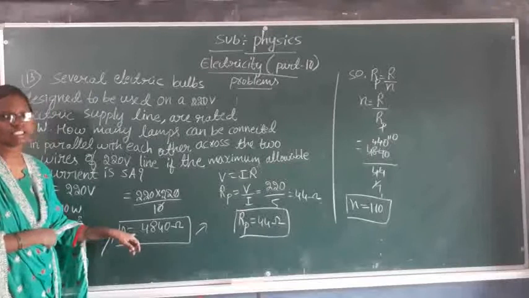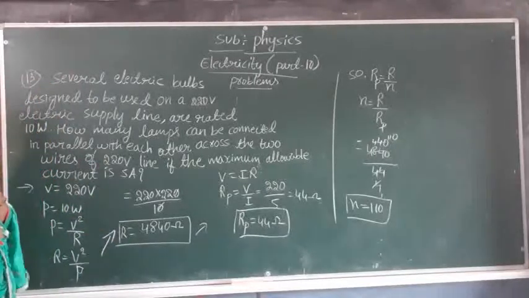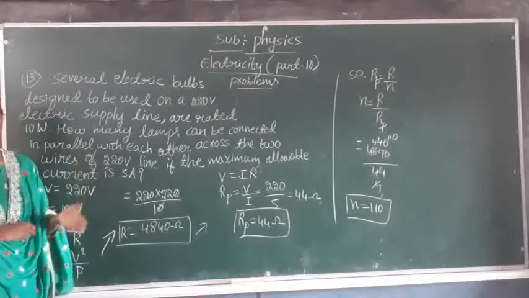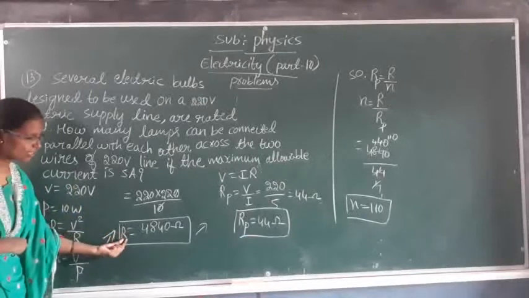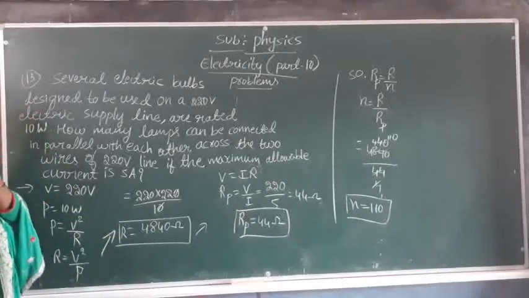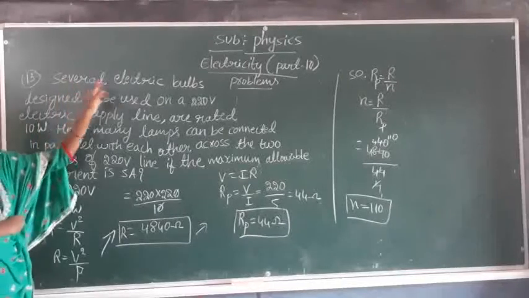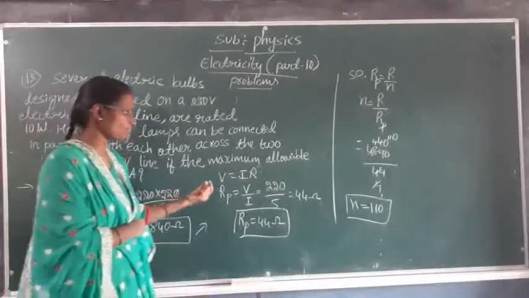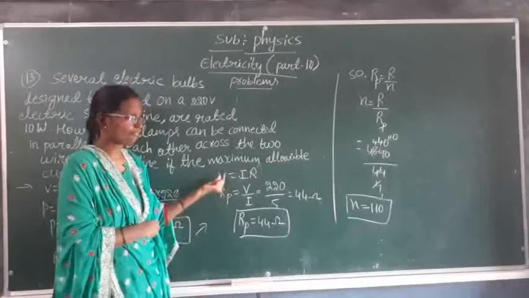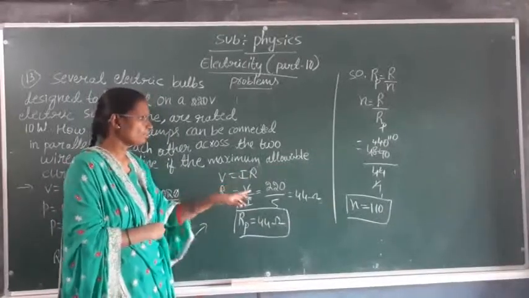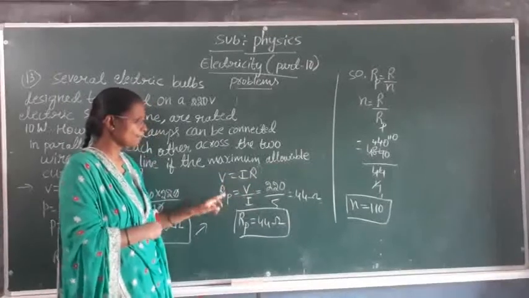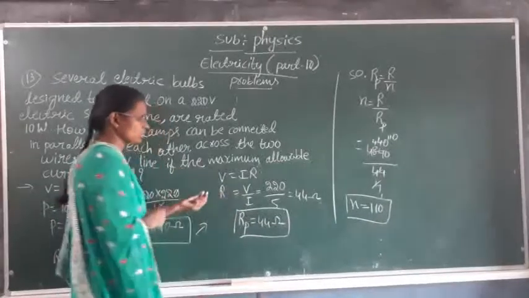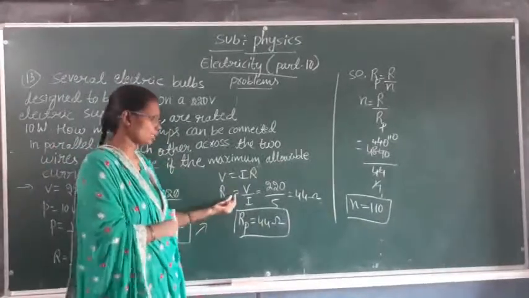This resistance belongs to each electric bulb. Now what you have to calculate? The total resultant resistance. This resistance value is only for one electric bulb. Here there are several electric bulbs, and we don't know how many are connected. So we have to find the resultant resistance. That's why I am taking the formula V is equal to I into R. We have to find the resultant resistance, R net, where net means total. So R net is equal to V by I.